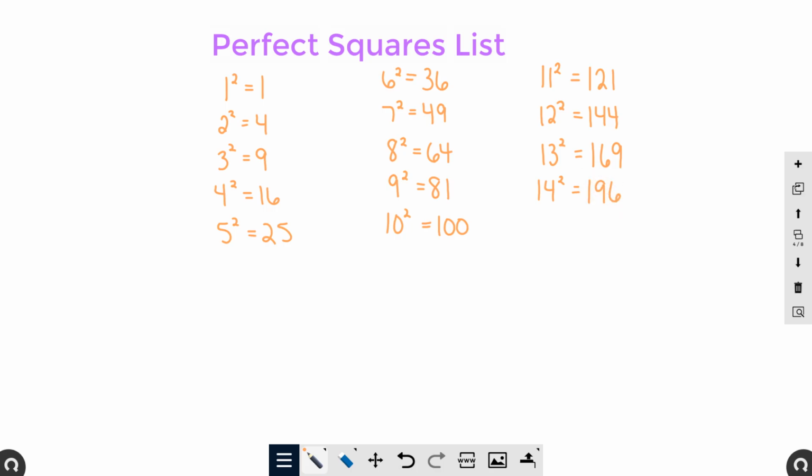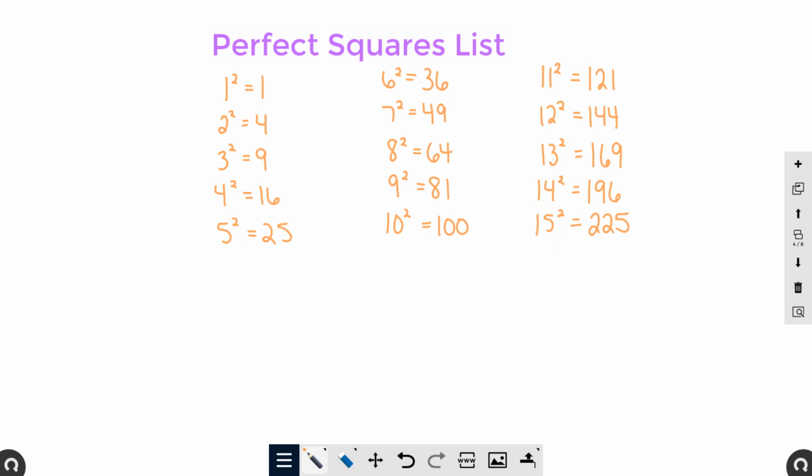And 14 squared is 196. This is how I remember it. This one's 69, 14's 96. They just flip. And 15 squared is 225. These numbers that you are writing down are ones that you need to recognize that they are perfect squares.